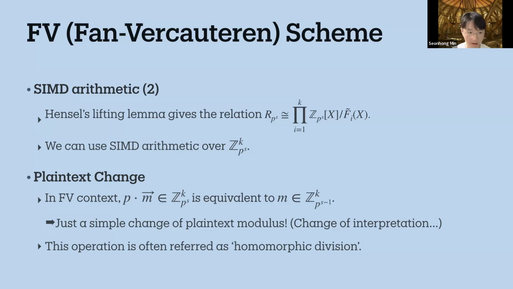And then we have a plaintext change operation. In this context, if we have a message which is a multiple of p, then we can divide the message by p homomorphically. It is like a change of interpretation, because we can simply change the plaintext modulus, and then we can see the ciphertext as homomorphically divided by p. We will use this operation in the bootstrapping of the FV scheme.